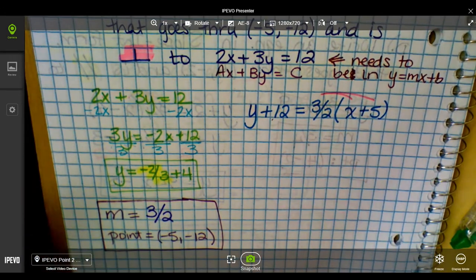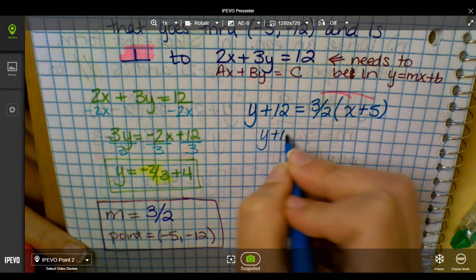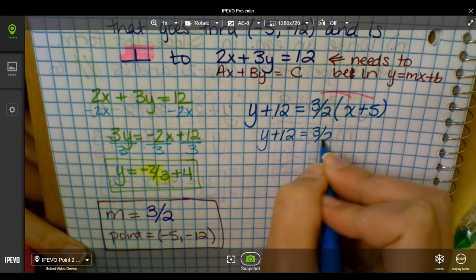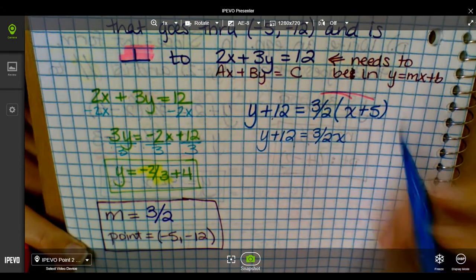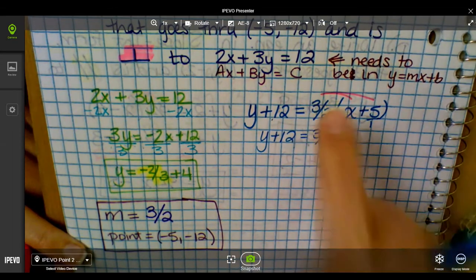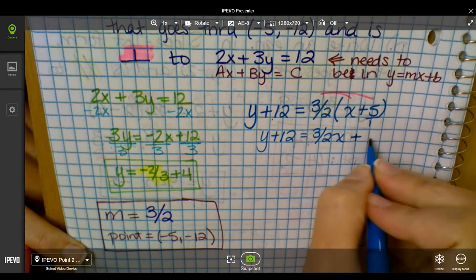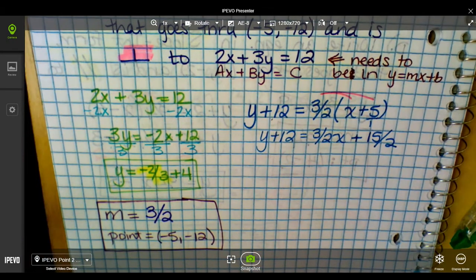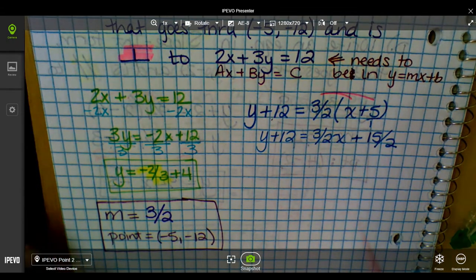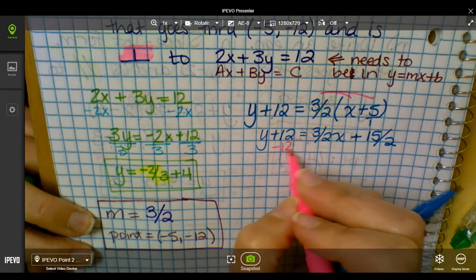Distribute. So y plus 12 equals 3/2 x. I cannot divide my whole number by my denominator anymore, so I do have to just multiply across. So 3 times 5 is 15. They're both positive. So positive 15 over just 2. Okay. And then I do have to subtract my 12.